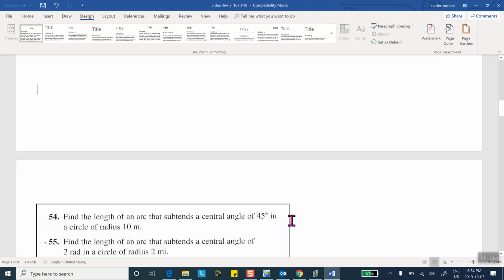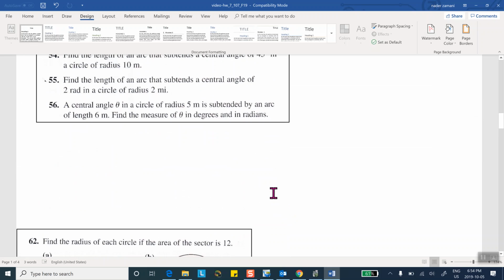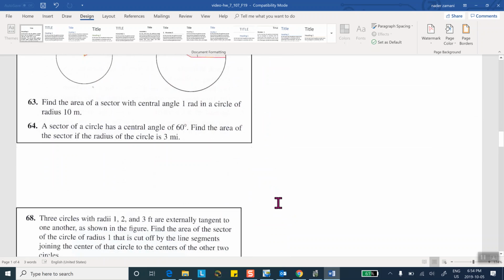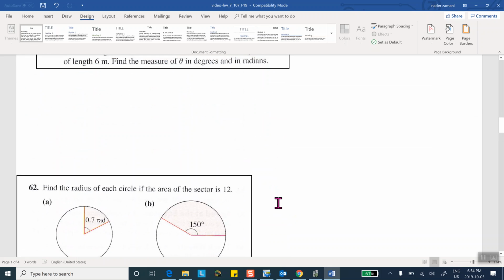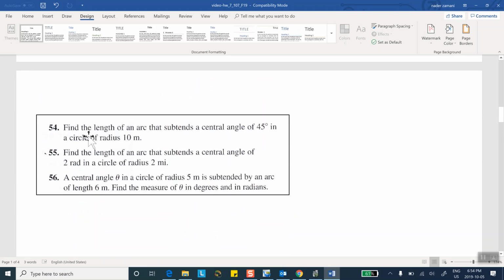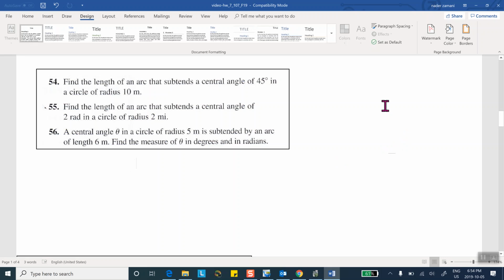Okay, what else have we got here? Let's do these problems quickly. Once I do these problems, then I'm going to make another video segment for the remaining one. Find the length of the arc of a central angle, radius 10 meters. So we have a circle of radius 10 meters, and the angle is 45 degrees. What is the arc length?